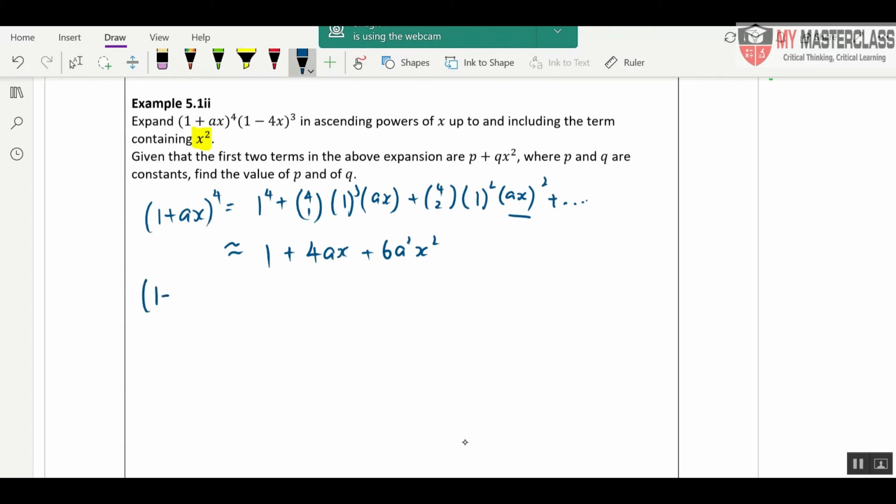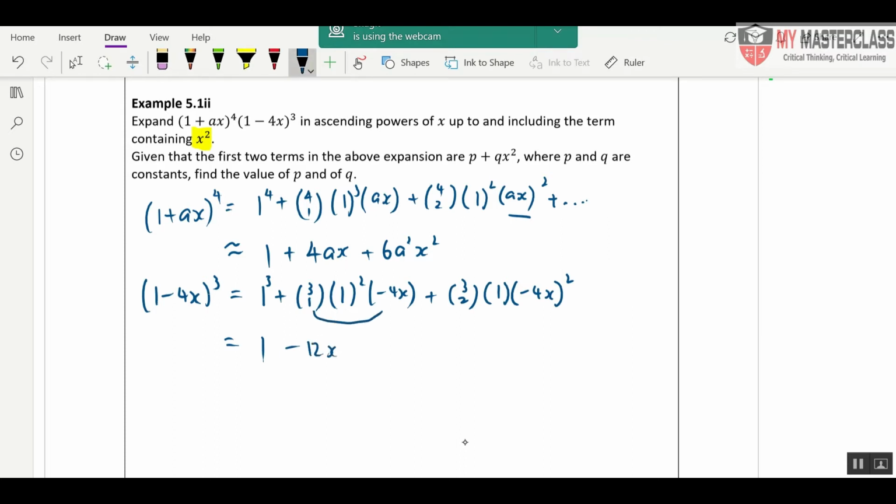Same thing, let's do 1 minus 4x to the power of 3. This guy is equal to 1 plus 3 choose 1, 1 squared, negative 4x plus 3 choose 2, 1 times negative 4x bracket squared. Okay, so this guy is equal to 1 minus 12x. Okay, how do I get 12? This is 3 times negative 4. Okay, next one, plus, use your calculator, 3 choose 2, you should get 3.